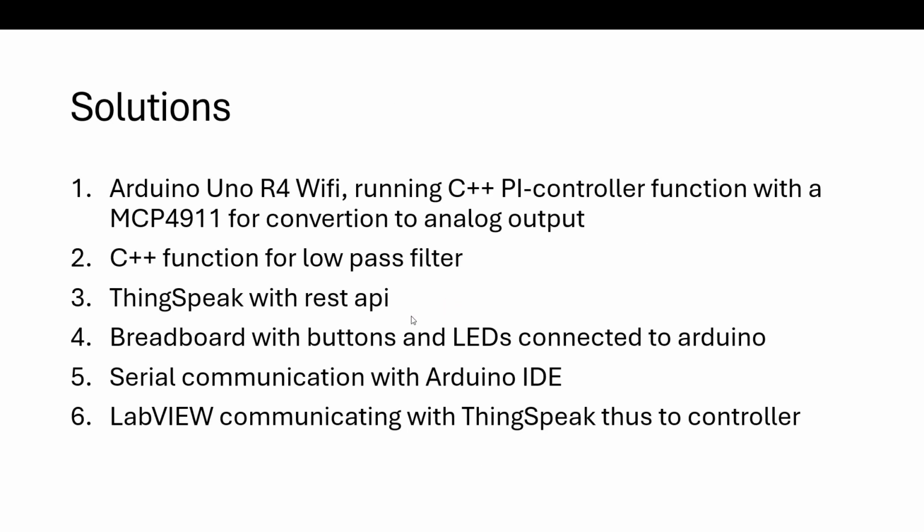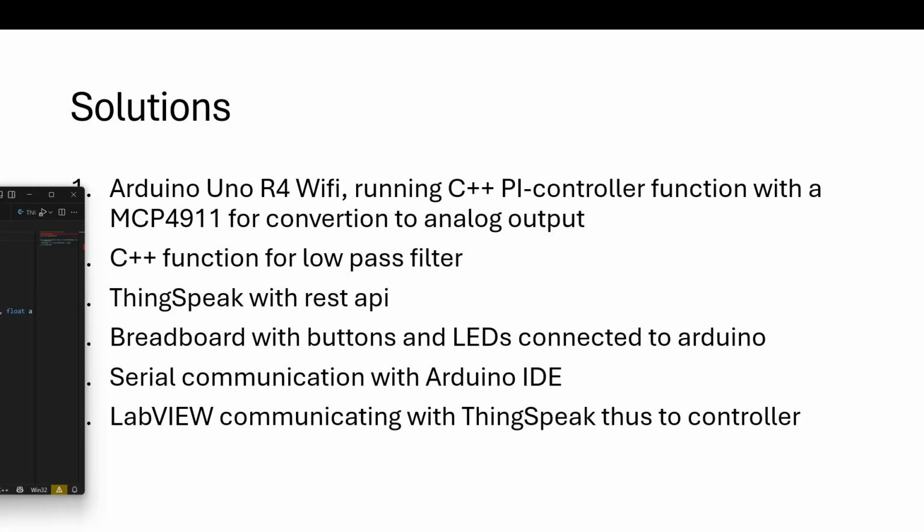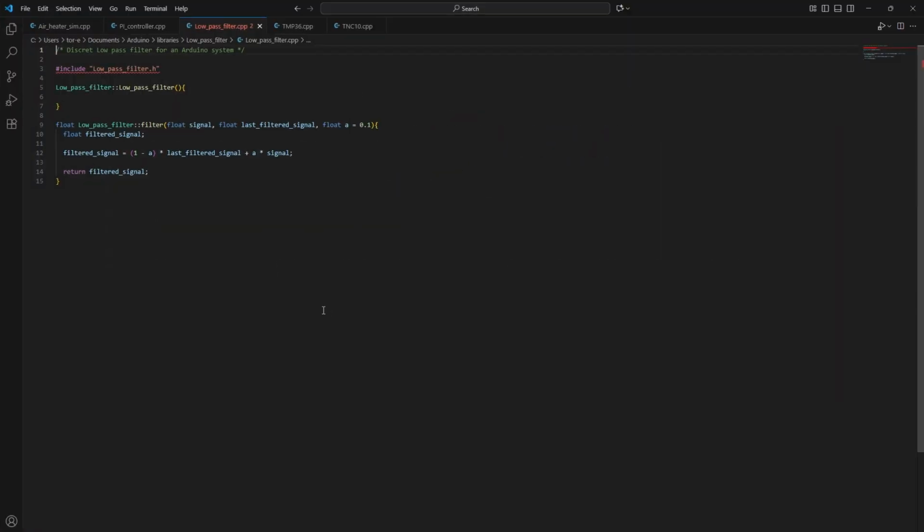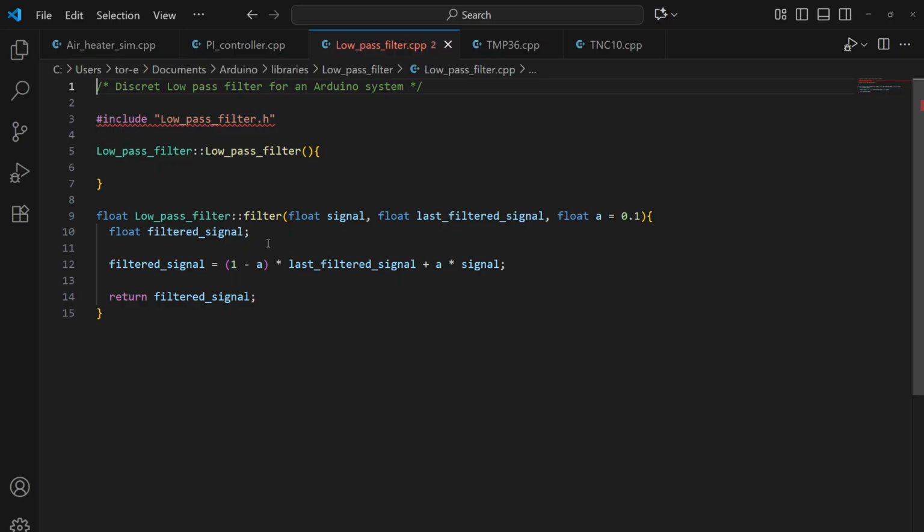So first we will take a look at the low pass filter. Here we can see the low pass filter code, which is in a C++ function. It takes a signal, the last filtered signal, and a filter constant, and dampens the change of the signal.